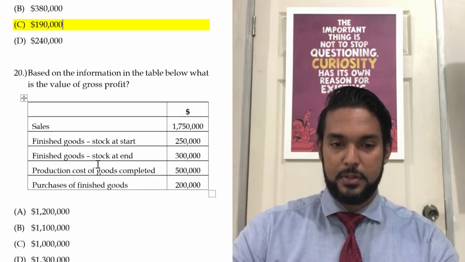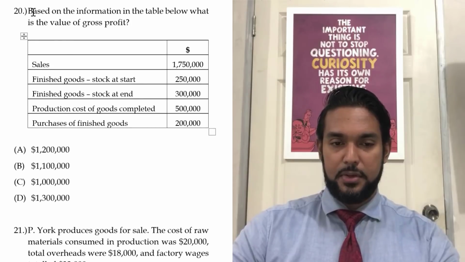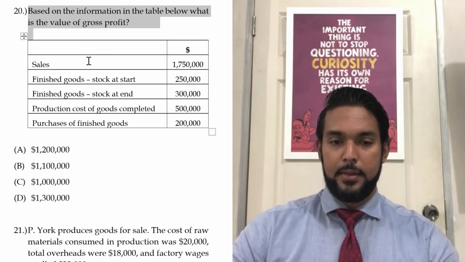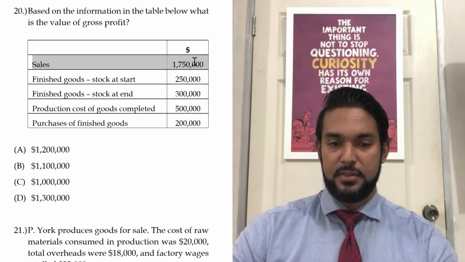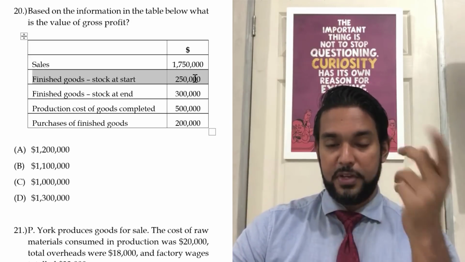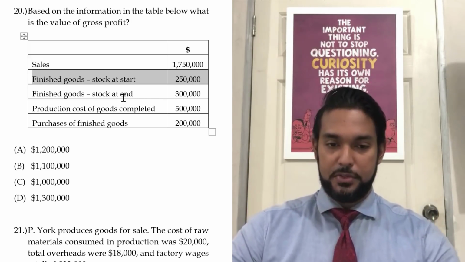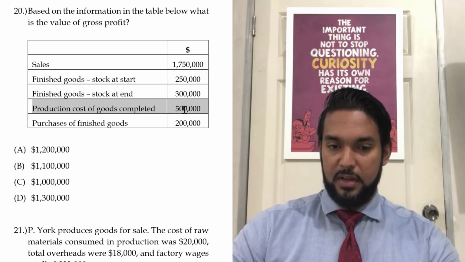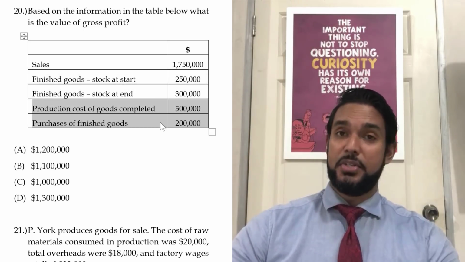Number 20, based on the information in the table below, what is the value of gross profit? So you have sales, so you have to minus cost of goods sold. So stock, finished goods is your opening stock of goods. You have closing stock, so we need production costs of goods completed, and you have purchases.